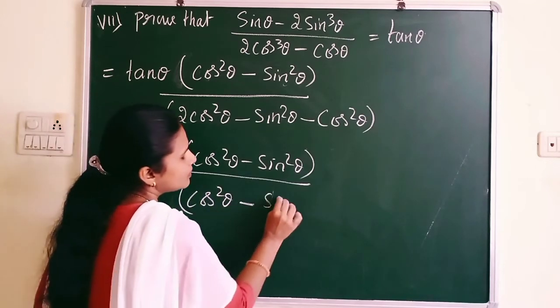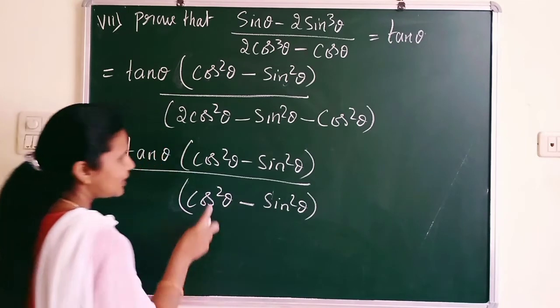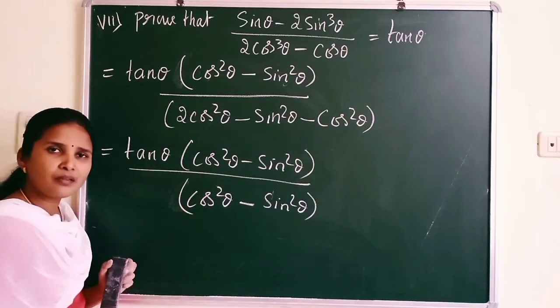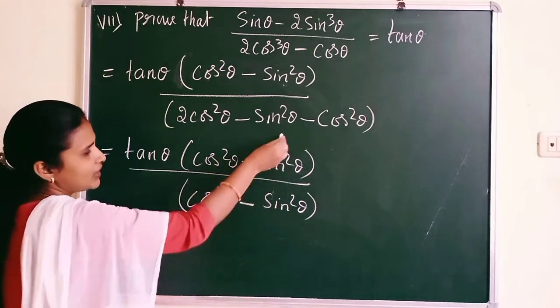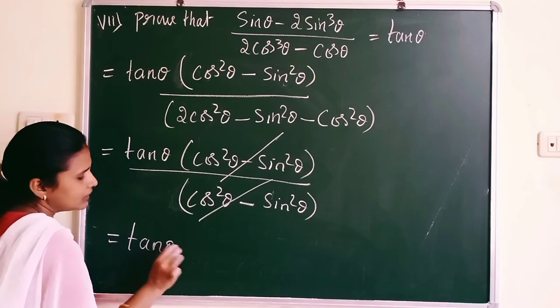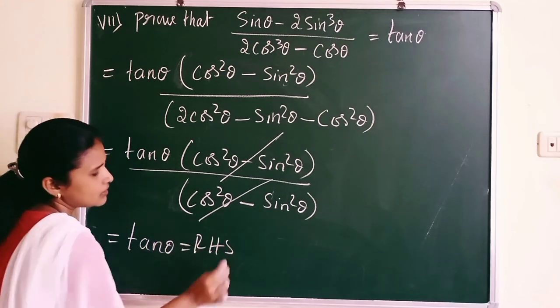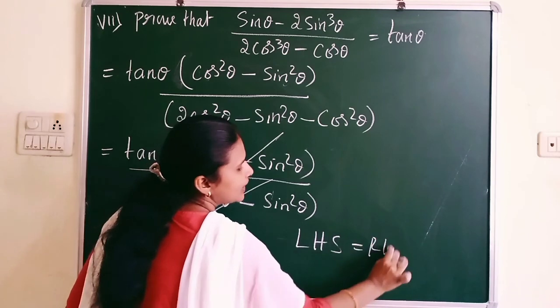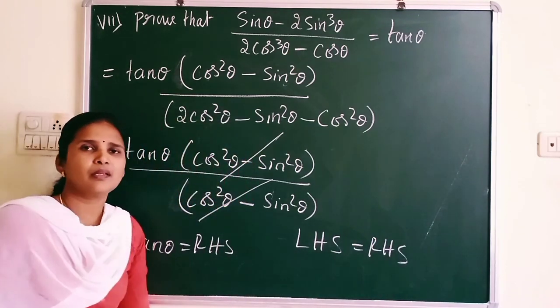Now you can see that whatever we had in the numerator and denominator with different terms, we got the same after simplification. You can cancel this. So what is remaining? Tan theta. This is your RHS. In this way we proved it: we take LHS and prove it as RHS. Hence it is proved.